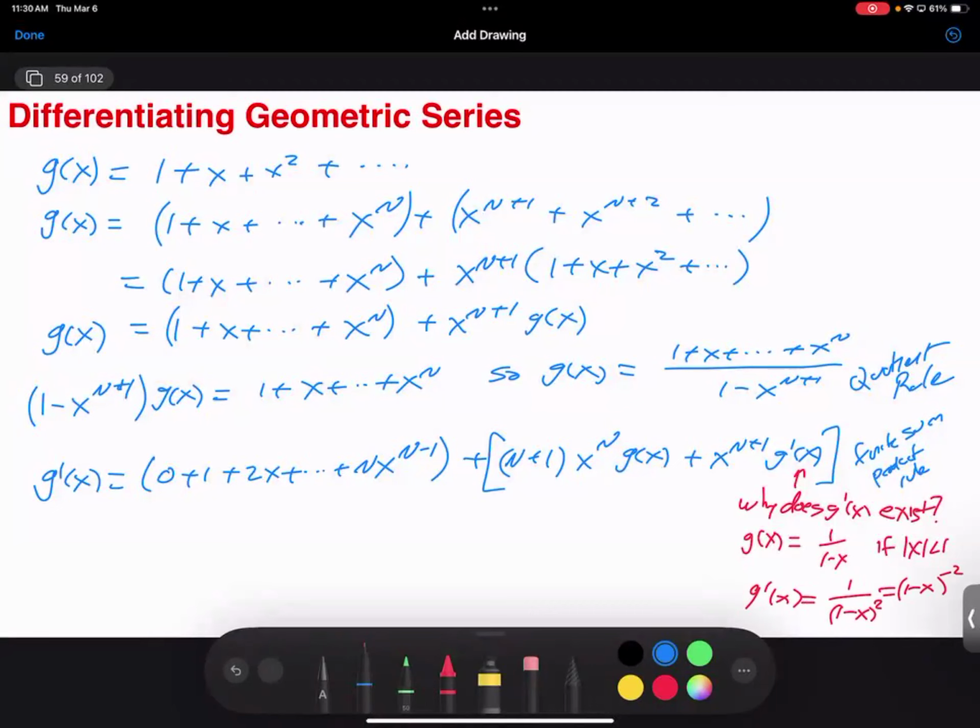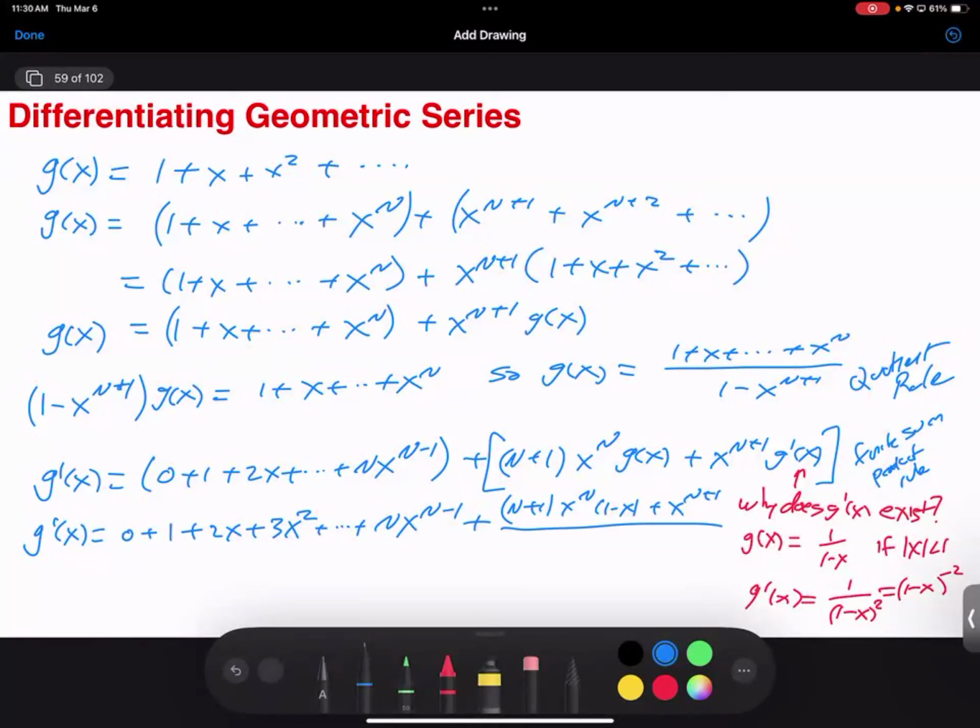So now, putting all the pieces together, we get g prime of x is 0 plus 1 plus 2x plus 3x squared plus dot dot dot plus n x to the n minus 1 plus, now g of x is 1 over 1 minus x, g prime of x is 1 over 1 minus x squared, so I'm going to get (n plus 1) x to the n times (1 minus x) plus x to the n plus 1, over (1 minus x) squared, if I've done everything correctly. I'm just substituting in for g of x and g prime of x.